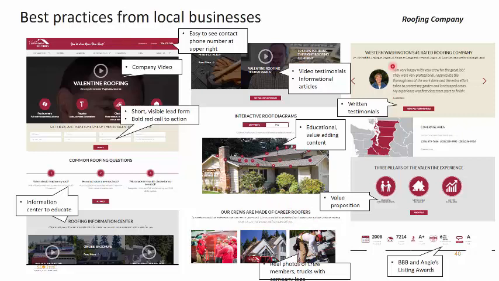Look, and then some more testimonials. You can see more. These are the written testimonials. This is the coverage area, right, where they serve. Three pillars of the Valentine experience. We talked about value proposition, right? This is what they say is their value proposition.